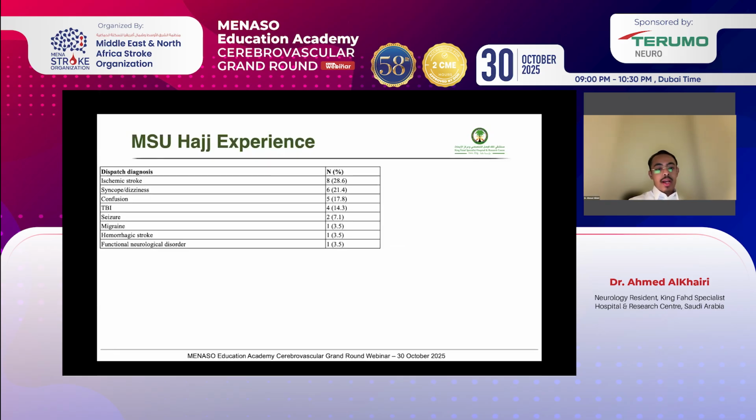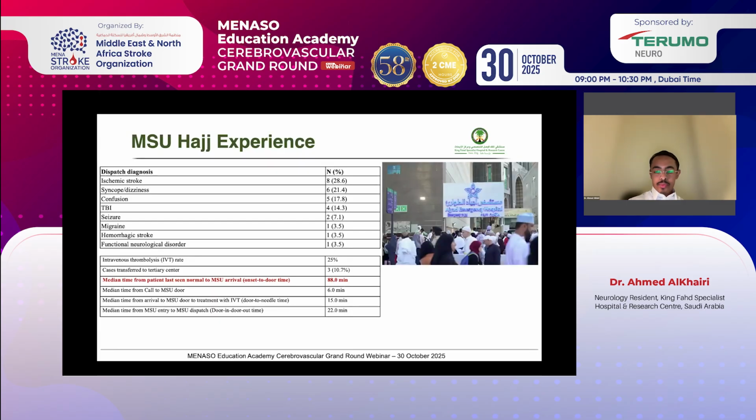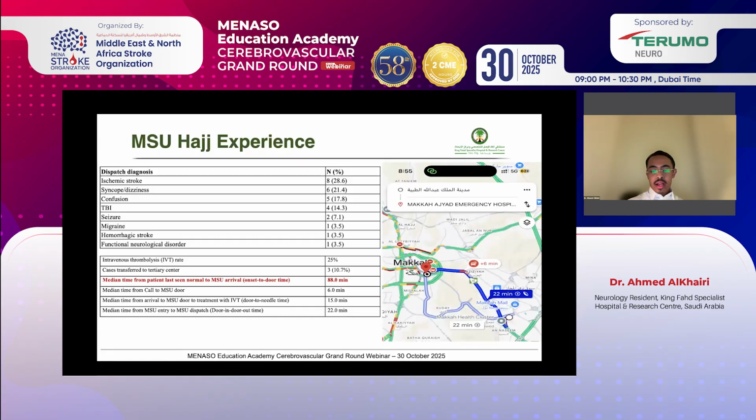And if we go back to the dispatch diagnosis and time from onset to door times, in a usual setting this is what Ajyad Emergency Hospital looks like, and this is the time from Ajyad Hospital to the nearest tertiary hospital, taken just now: 22 minutes at 8 o'clock on a regular day. It's different during Hajj. It will be around 2 hours transfer during Hajj.